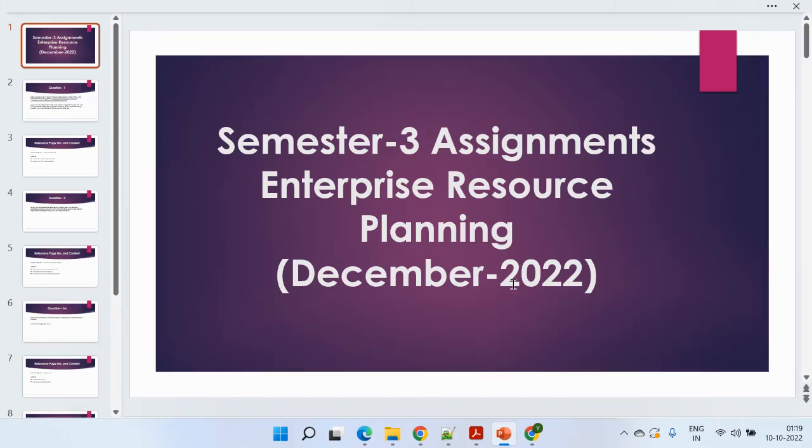And today we will talk about third semester assignments for the subject ERP, which is Enterprise Resource Planning, and this is applicable for the December 2022 cycle. So it's applicable for all the students who have enrolled and who are now in third sem, and definitely for some of the fourth sem students who might not have been able to clear the third sem ERP subject.